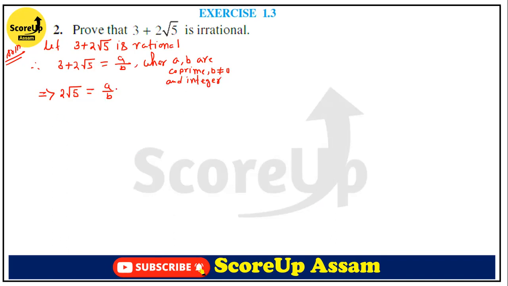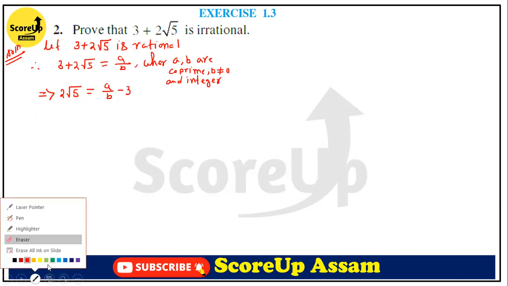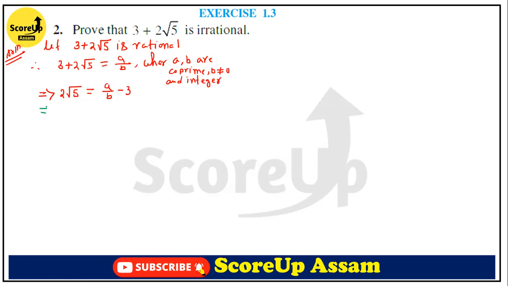Here, 2 root over 5 is equal to a by b minus 3. Now we can write root over 5 is equal to 1 by 2 into a by b minus 3. Now squaring both sides.